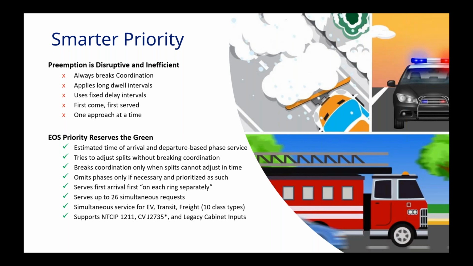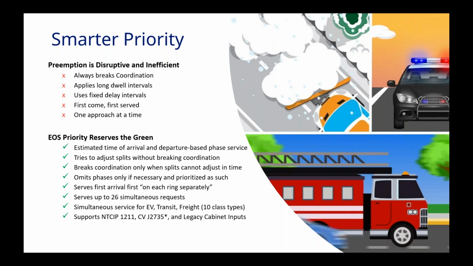And this is my last point before I pass it over to Sean. I want to just detail more about the priority capabilities within EOS. The AC3 software had TSP as well as SCP, which is an NTCIP term for signal control priority.